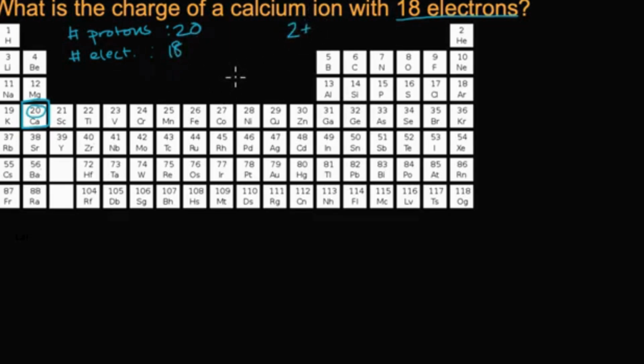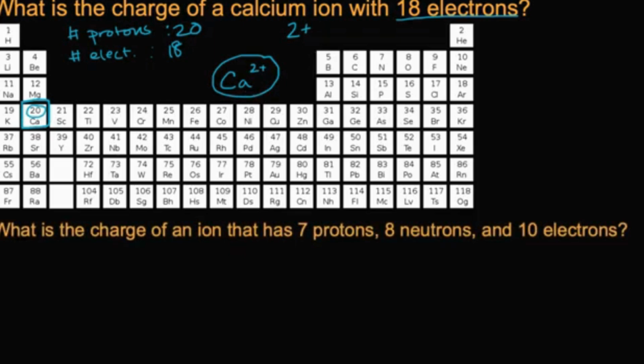So some people might write this as calcium 2 plus, just like that, to show that it is a calcium ion. It's likely a situation where the calcium originally had 20 electrons and 20 protons, so then it would not be an ion. It would just be a neutral atom. But maybe it lost 2 of those electrons, and so then it got a positive 2 or a 2 plus charge. Let's do another example over here.